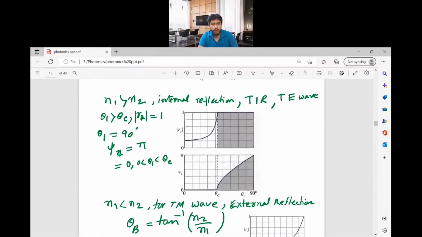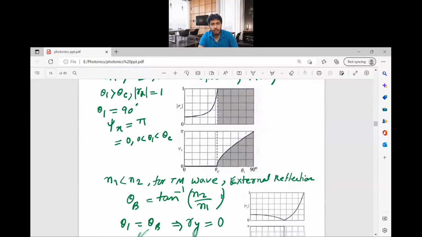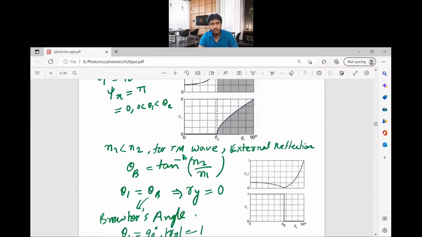And if it is greater than theta c, your phase will increase from 0 to negative degrees, and at 90 degrees you will get the minus 180 degree phase shift. So it will increase like this. Okay, and this is for the TM. The first one is for TM.